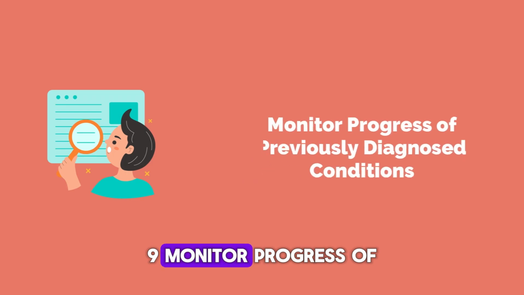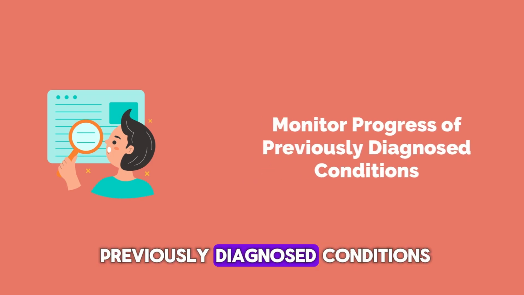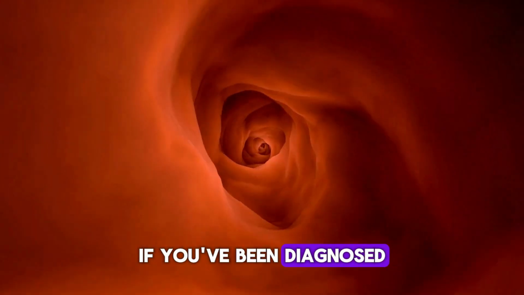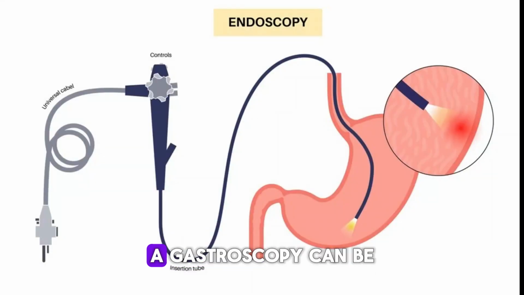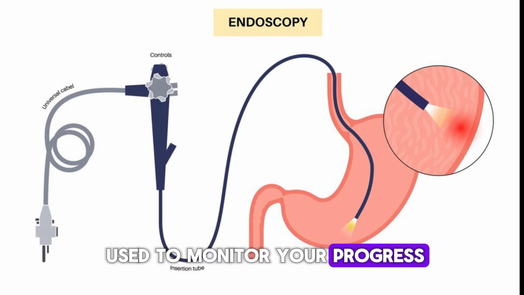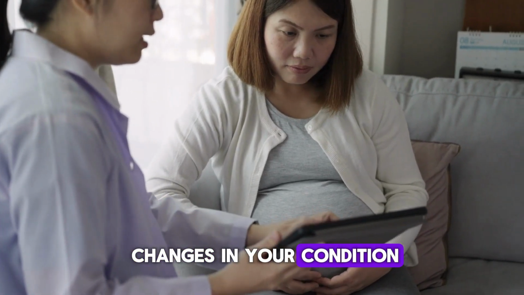9. Monitor progress of previously diagnosed conditions. If you've been diagnosed with conditions like Barrett's esophagus, which is a complication of GERD, a gastroscopy can be used to monitor your progress and check for any changes in your condition.